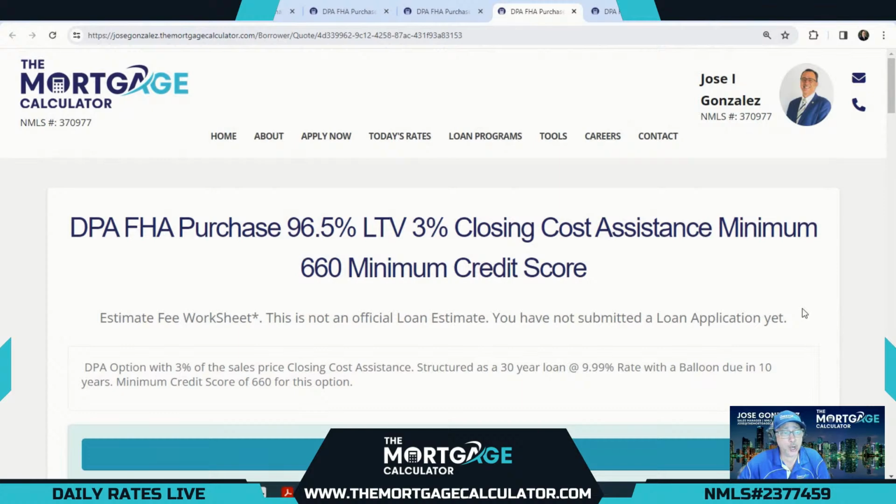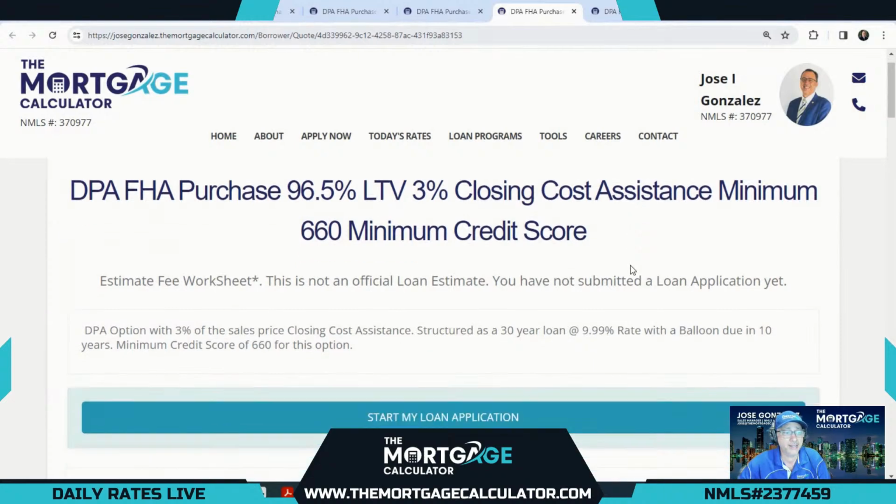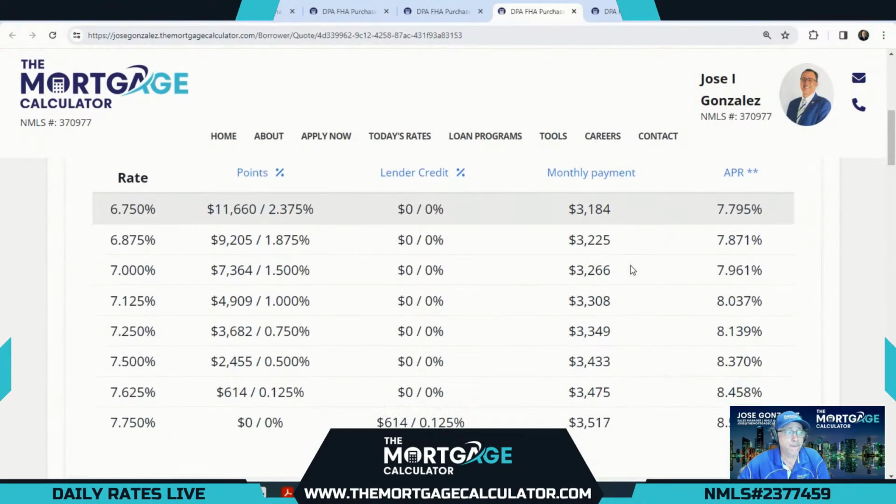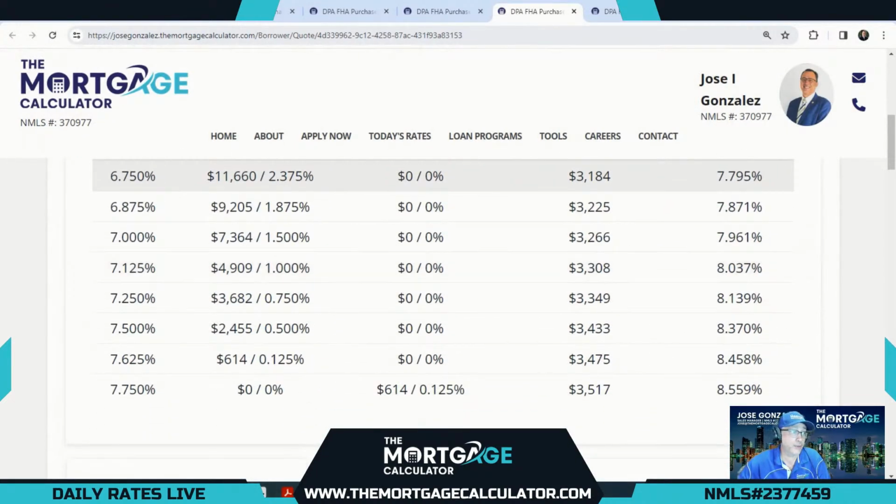Same second loan, 30-year, 9.99 rate with a balloon due in 10 years, same minimum credit score, 660, but in this case, you're getting 3% closing cost assistance. And the difference, as you can see, is in the rate, right? Because here, for a similar cost as the other one, we can get a little bit lower rate, maybe 7.625, 7.5. This is a half a point.